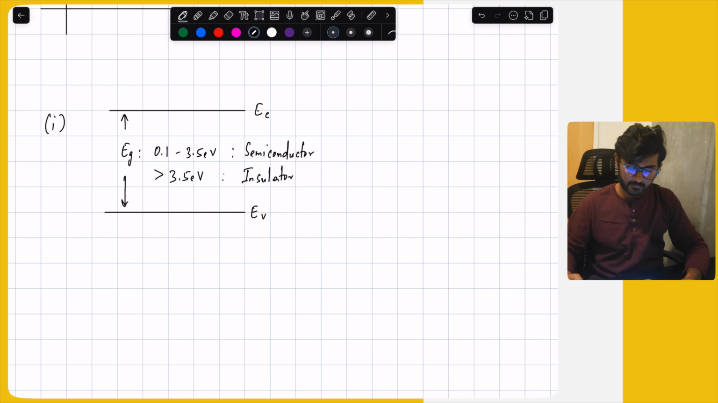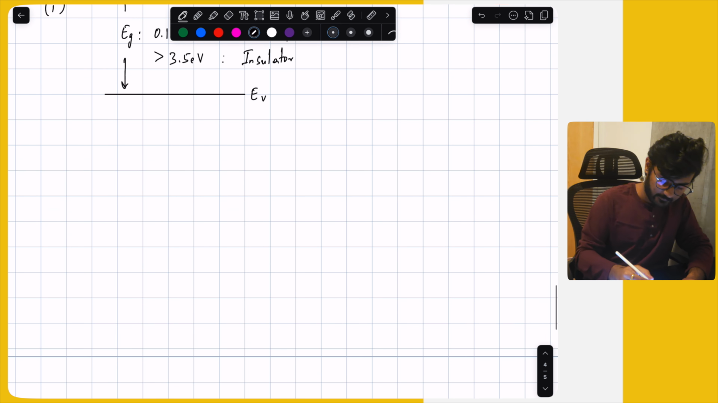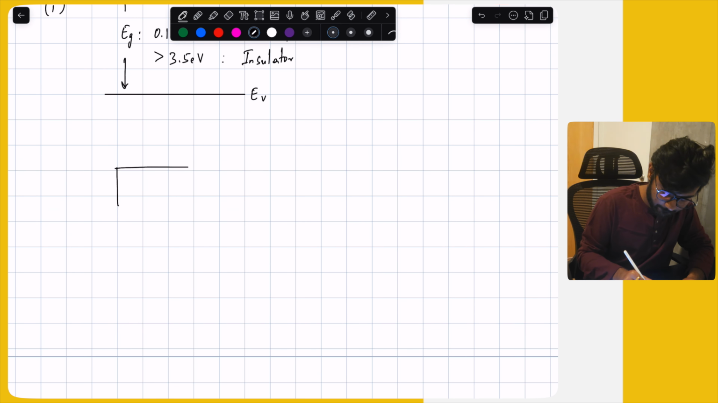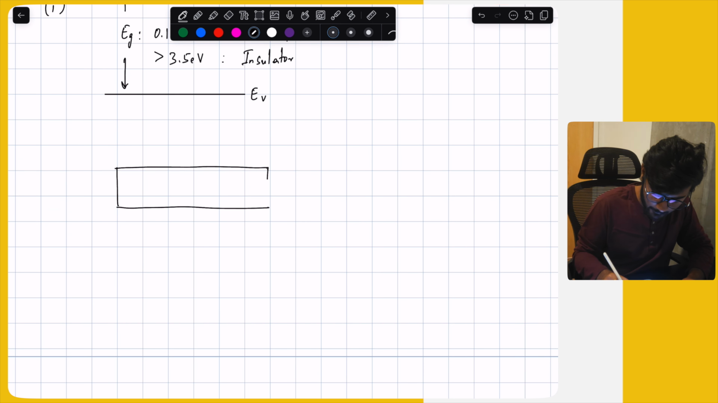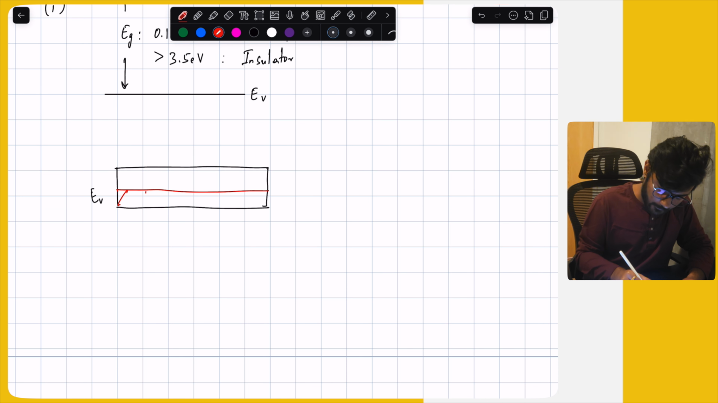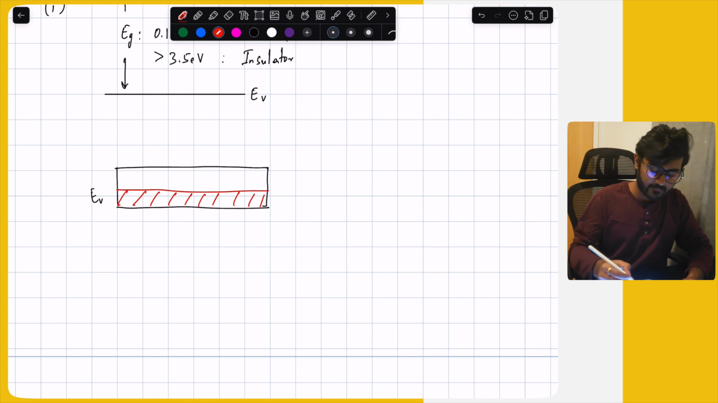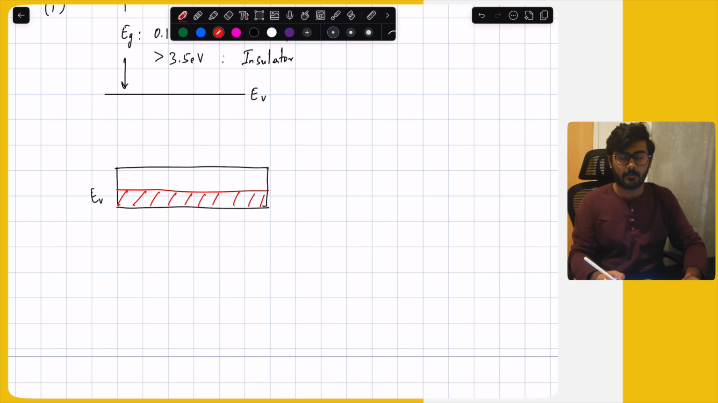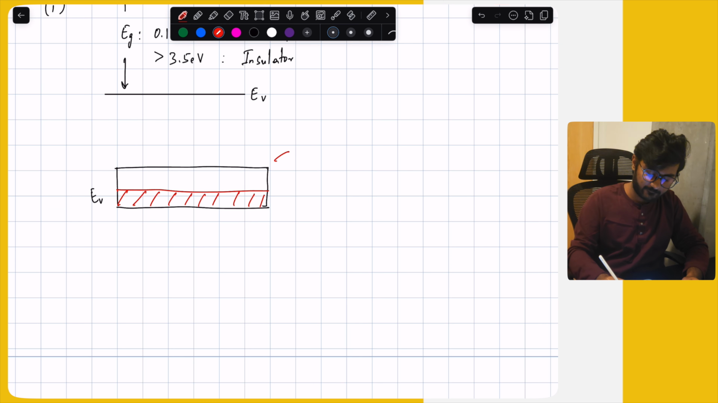On a side note, metals do not have this concept of band gap. What metals have is a partially filled band. Suppose this is the valence band of the metal. It is partially filled, which means that all the electrons in this partially filled band actually take part in current conduction. Therefore, you do not have this concept of band gap in metals.